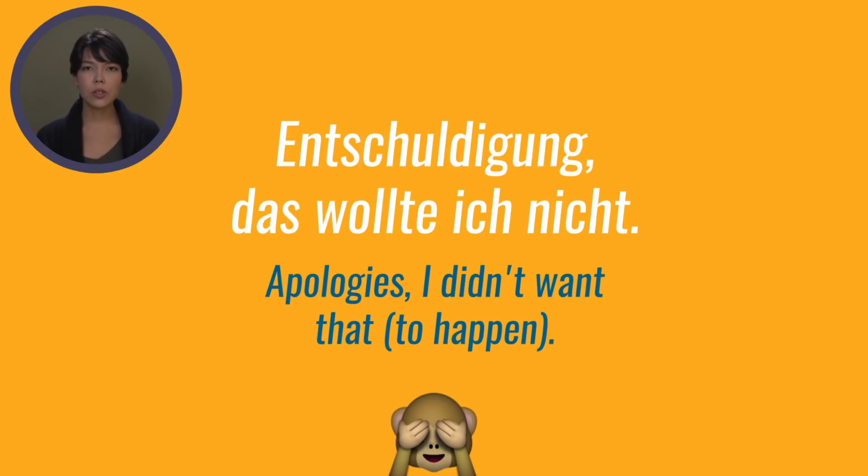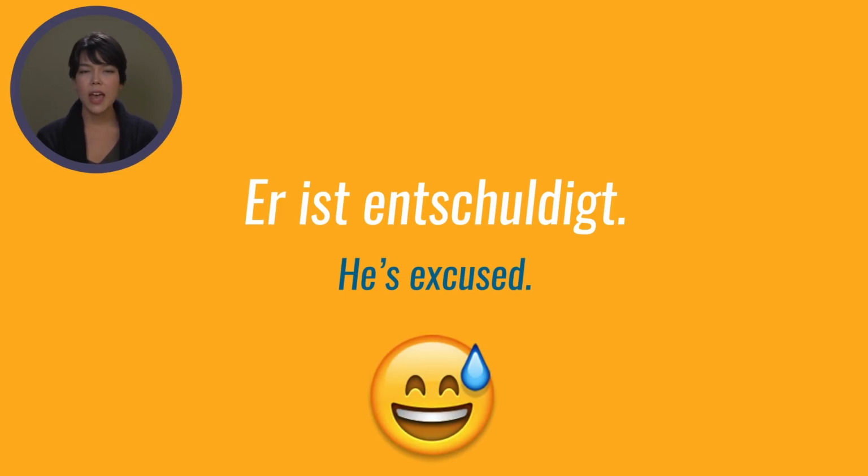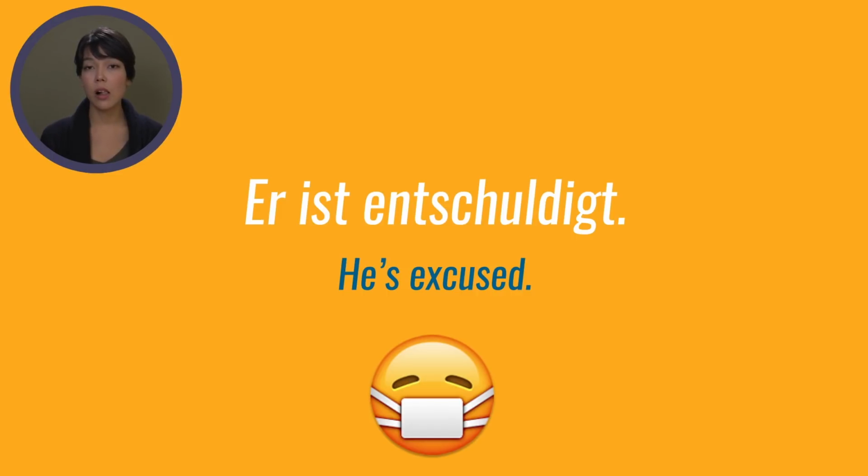It's usually used when your mistake was noticed by another person and that person makes you aware of what you did. Another example is ist entschuldigt, which directly translates as he's excused. This is commonly only used at school when parents write a note for their children when they are sick. Their absence is then called ein entschuldigt.